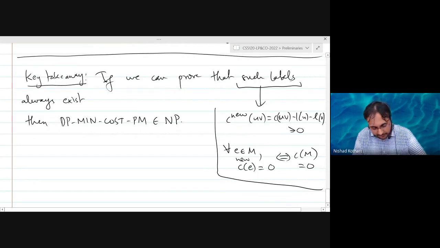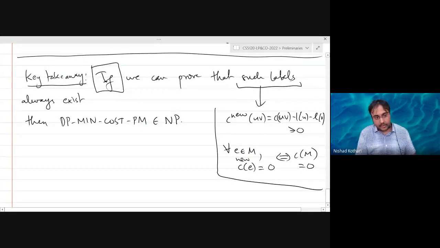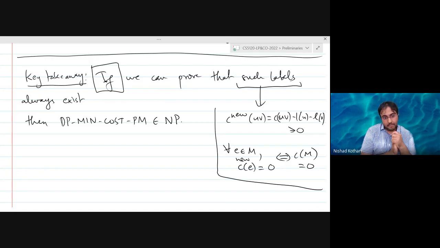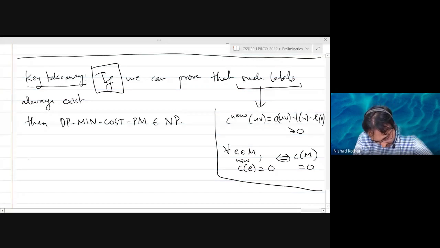Right? There is a big if over here. I'm not claiming that the problem is in NP. I'm just saying that if we can prove this, then the problem would be in NP. In other words, you can convince anyone that a particular perfect matching indeed has minimum cost. So the big question, the burning question arises: do such labels always exist?